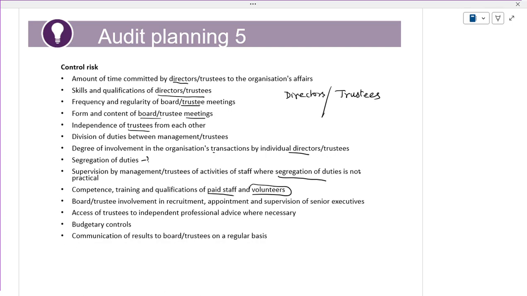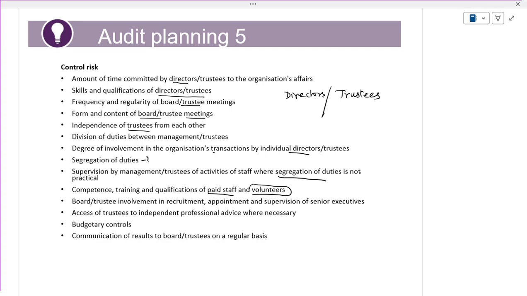But in some cases, maybe 1% or 2%, based on the questions, what happens? The scenario suggests that volunteers are paid less, so their commitment toward the organization may not be that effective.